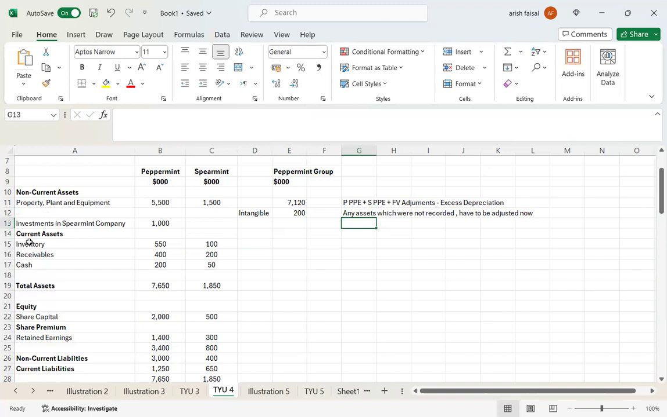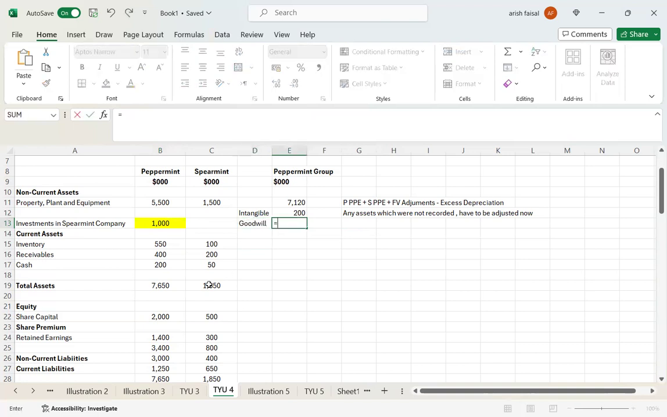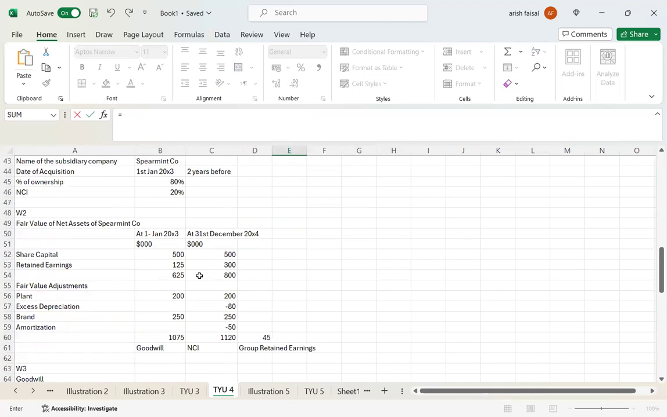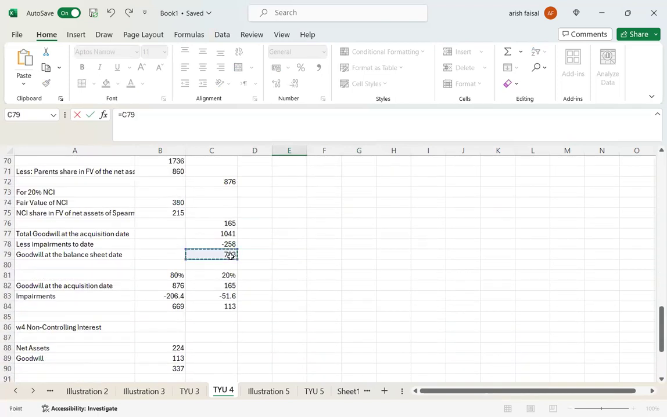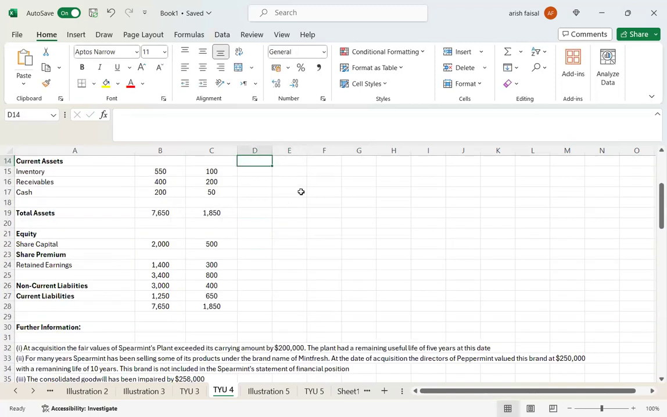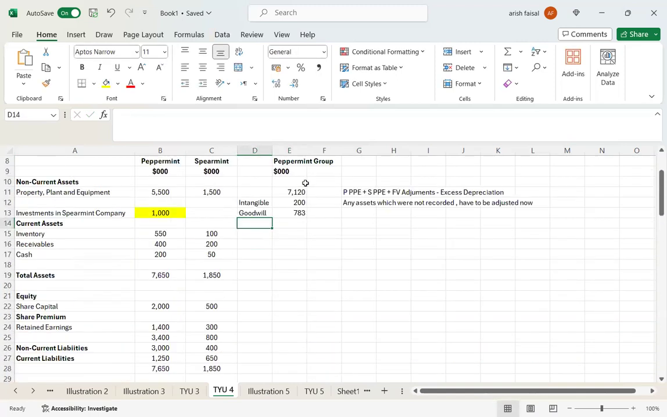Now, this investment in the subsidiary company, this 1000, would have to be cancelled with the share capital and the retained earnings which stood at the date of acquisition of the subsidiary company. And in that case, it will turn out to be a goodwill. So for goodwill, we just simply have to bring the value from our workings, which was after the impairment, and that's 783.